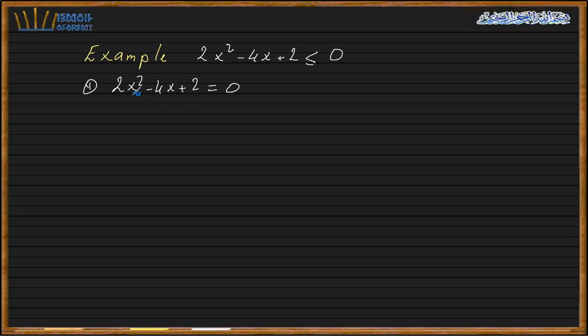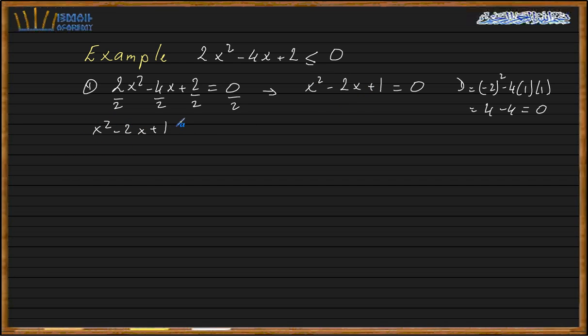I see that there is a common factor here. So I divide both sides by 2 because this is my common factor, and I get x squared minus 2x plus 1 equals 0. So my discriminant here is minus 2 squared minus 4 times 1 times 1, which is 4 minus 4 equals 0, which means that this is a perfect square. So x minus 1 squared equals 0, which means that x minus 1 equals 0 and x will be equal to 1.